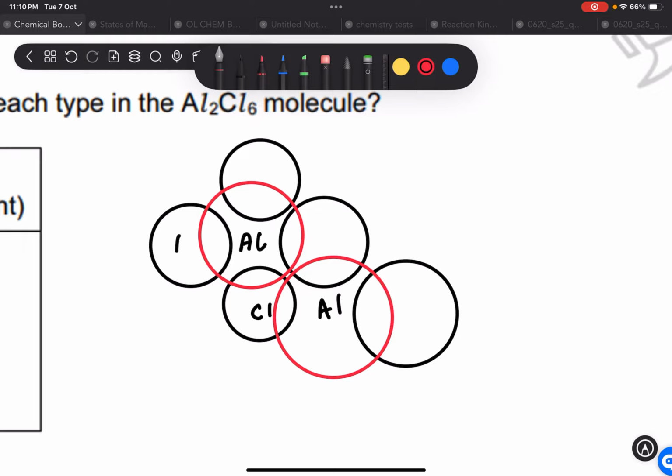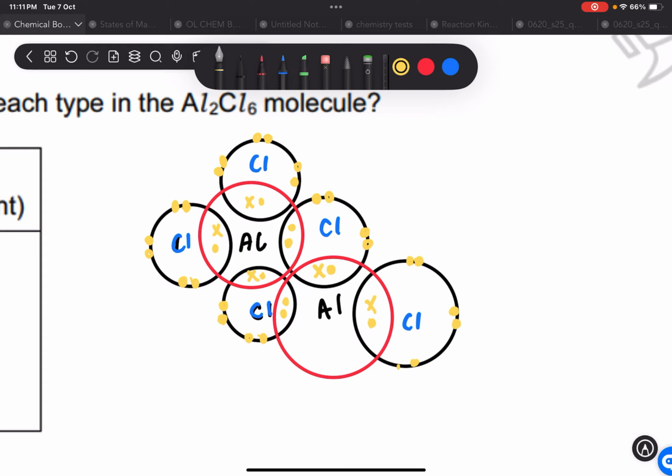Okay, so now we have to draw the bonds. This is Cl, Cl, Cl, Cl, and Cl. There's gonna be a single covalent bond like this, this, like this, like this, this, this, and these are the lone pairs. You should know how to draw this structure. This is part of your syllabus.